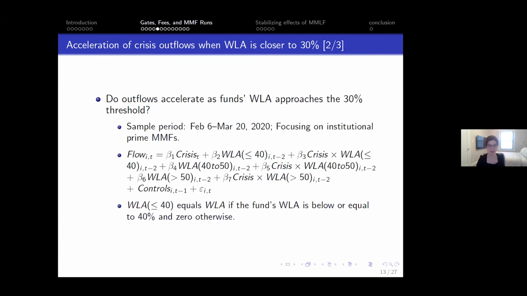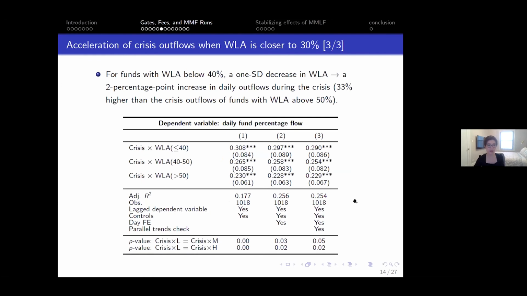So here we apply a similar difference-in-differences approach, but by fund groups. Here, WLA lower than 40 equals 1 if the fund's WLA is below or equal to 40%, and 0 otherwise. Our regression results show that the sensitivity of crisis-time outflow to WLA indeed increases with the deterioration of WLA. For funds with WLA below 40%, a 1 standard deviation decrease in WLA leads to a 2 percentage point increase in daily outflows during the crisis. And this number is 33% higher than the crisis outflow of funds with WLA greater than 50%.